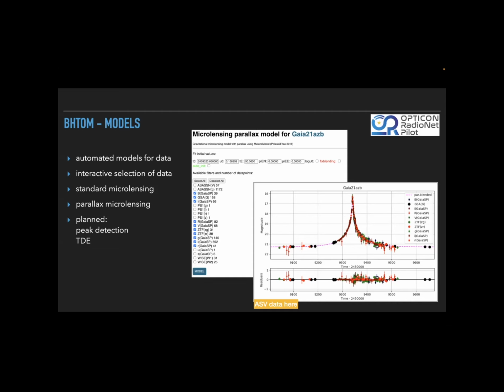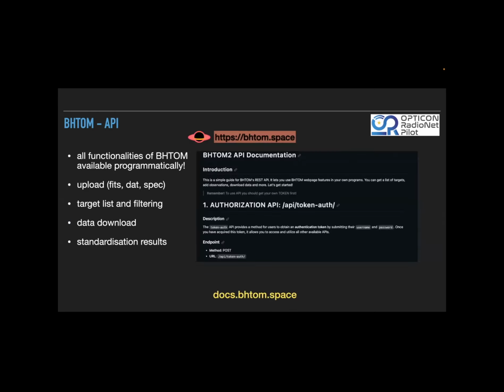Then we also plan to expand this with other models, like detection of the peak and slopes, periodicity, and also TDE models and so on. So this is modular and can be expanded with new models.